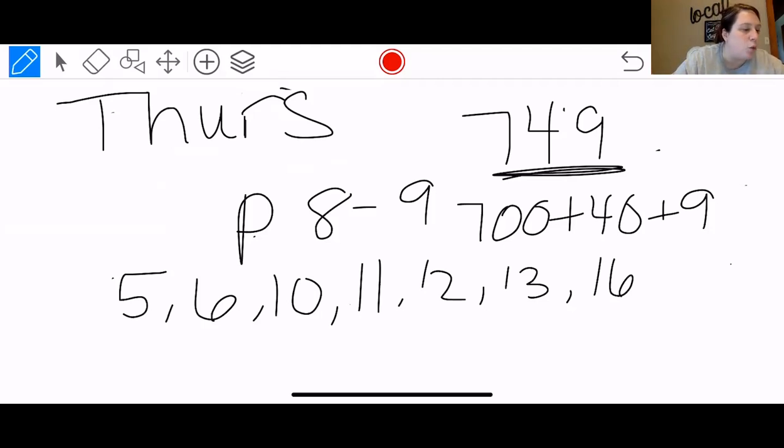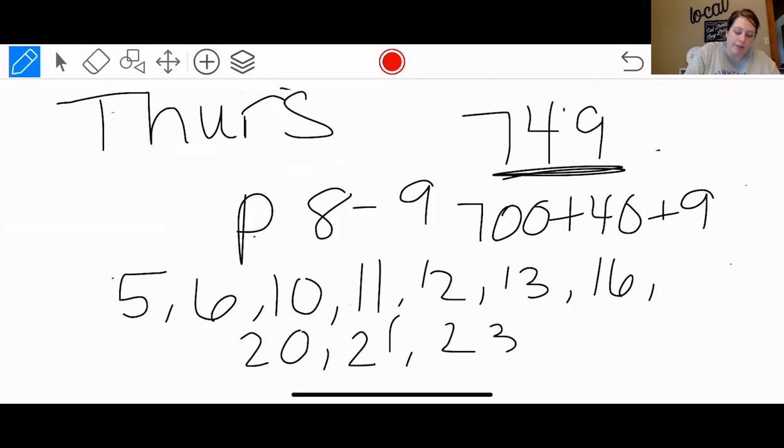Okay, then skip down to 20. You're going to do 20, 21. And I'll look at 20 and 21 on page 9. 20 and 21 want you to put the greater than, less than, or equal to symbol. Okay, so you just need the symbol. And then lastly, you're going to do 23 and 25.